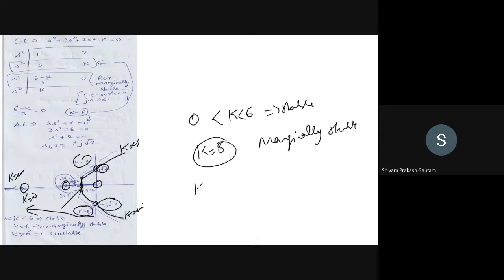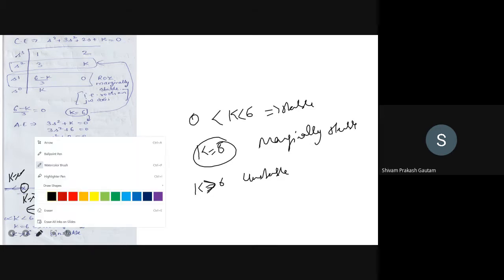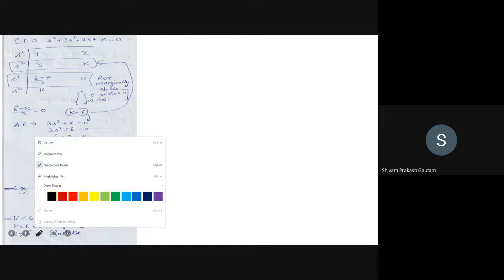And when gain k is greater than 6, our system will be unstable. So I hope all of you know that if any poles are lying on the right hand side, then your system will become unstable, right? So let me explain this in the graph as well.